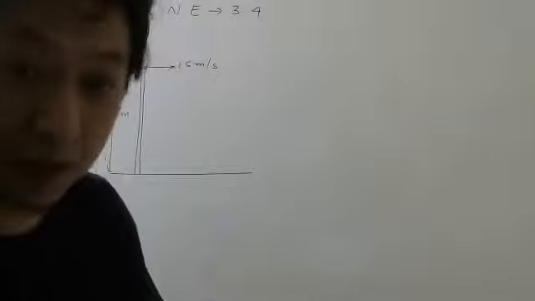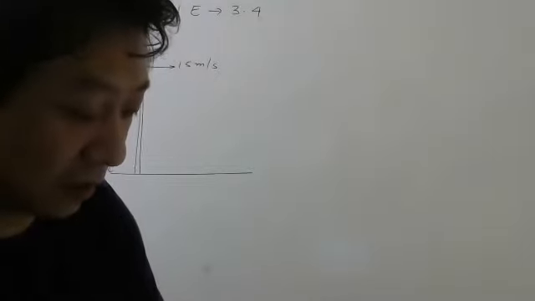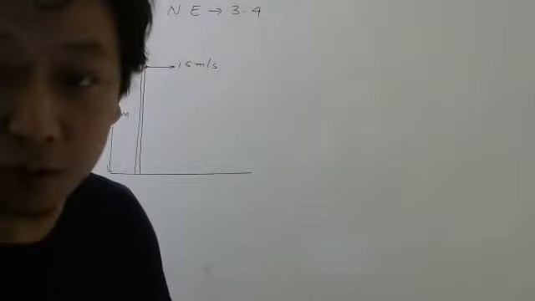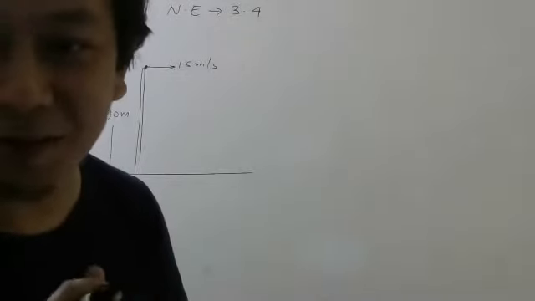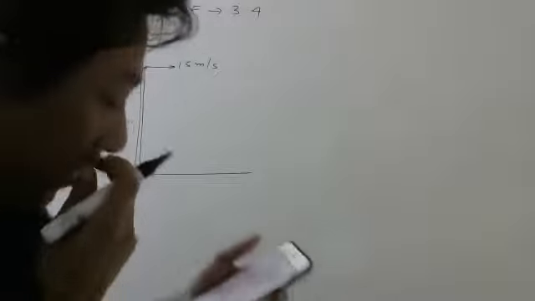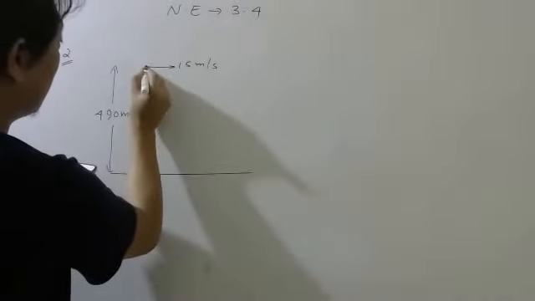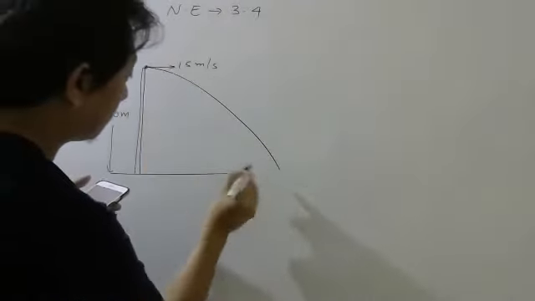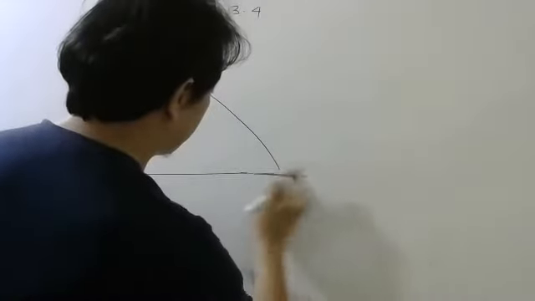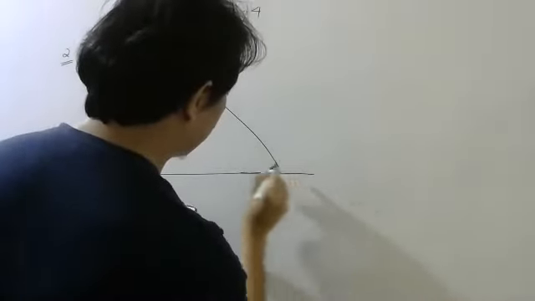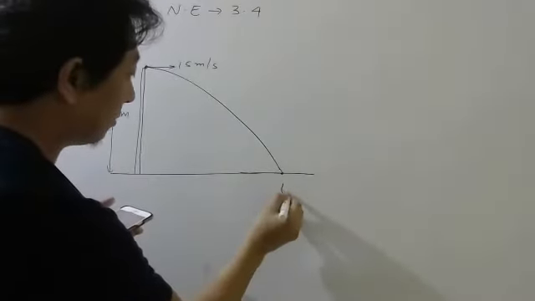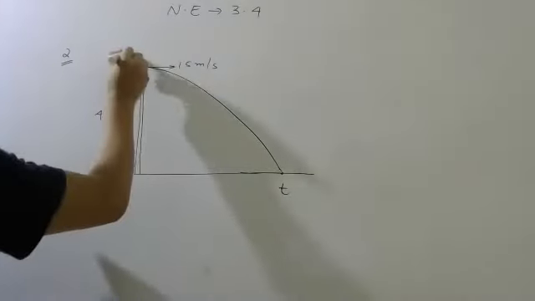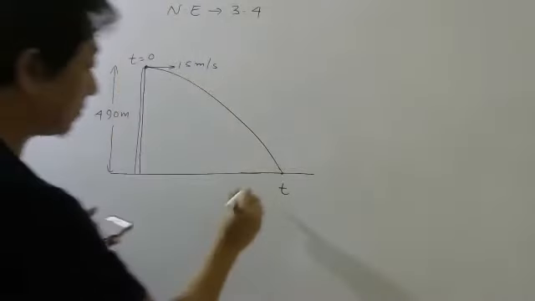What they are asking: neglecting air resistance, find the time taken by the stone to reach the ground. Directly also you can do it now, but in the board exam, directly we will not do. We will apply the formula. Time taken, it will go in this path. So when it reaches here, let us say time taken is t. Here when it started, time taken was 0.